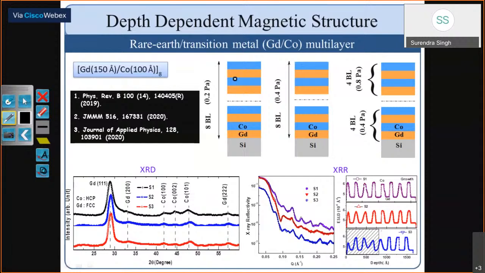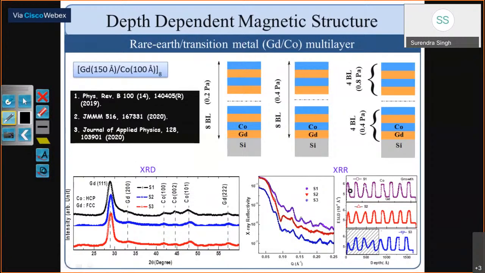We have kept the thickness constant for all these systems when we grew these three samples. The thickness for Gd and cobalt is fixed for the three samples, and we only varied the growth parameter. So as I said, we have done all these characterization techniques, like XRD. We found Gd peaks and cobalt peaks. Then we have done X-ray reflectivity.